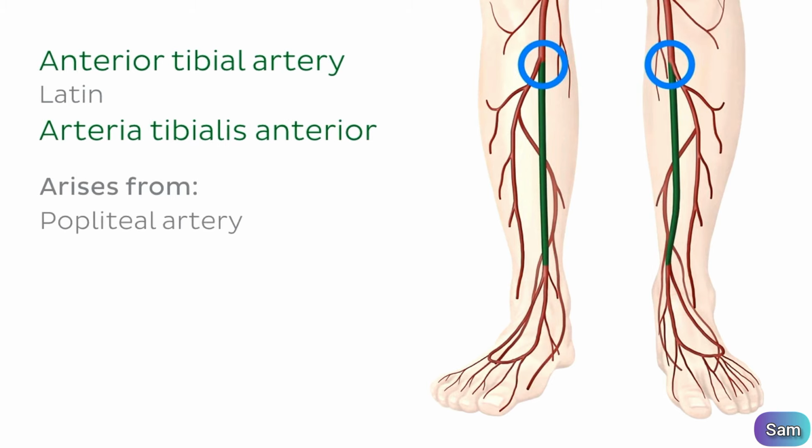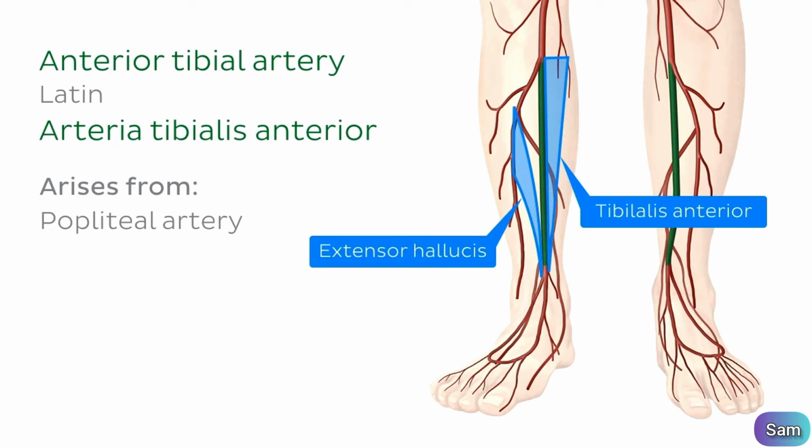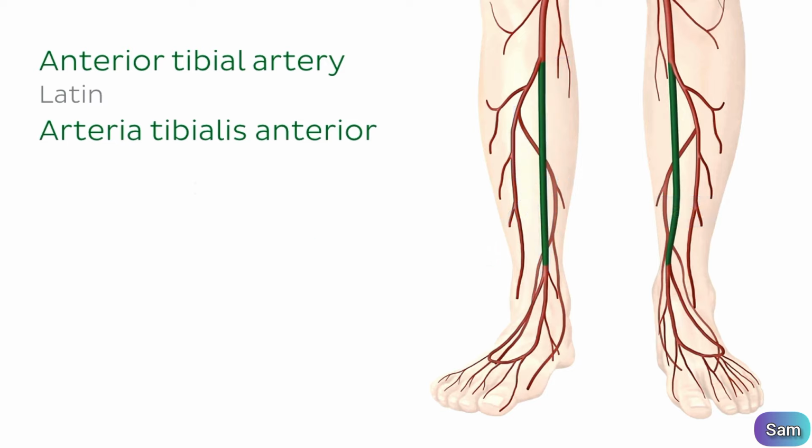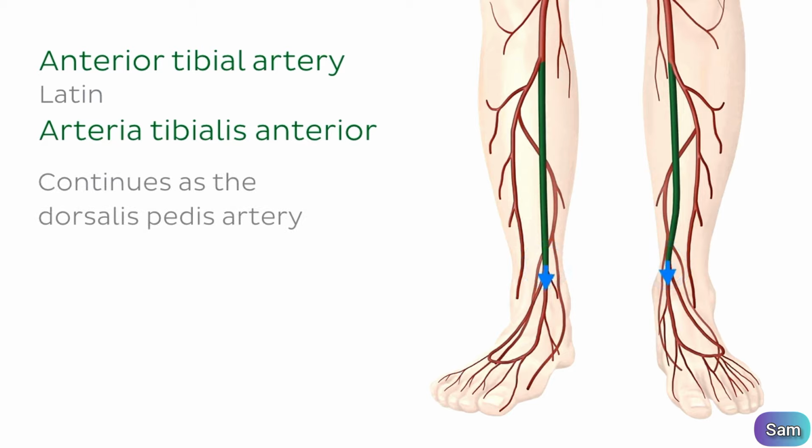So the anterior tibial artery, which we just saw, arises from the popliteal artery just here and passes to the anterior compartment of the lower leg at the upper border of the interosseous membrane. It courses downwards between the tibialis anterior muscle and the extensor hallucis longus muscle, both of which you can see just here, giving off several branches along the way. And it eventually terminates distal to the extensor retinaculum, after which it continues as the dorsalis pedis artery.